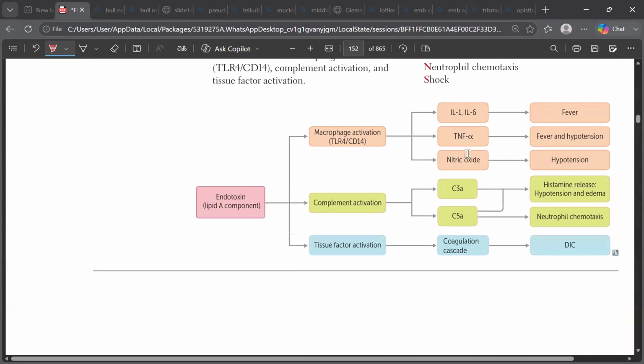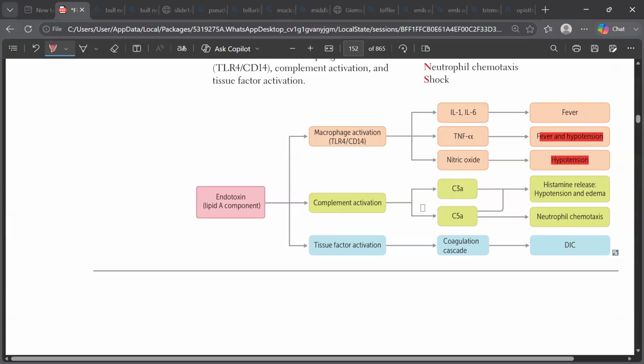So, this is a very pretty chart that explains that the lipid A component of endotoxin causes macrophage activation by binding to TLR4 and CD14, that causes release of IL-1 and 6, the feverish interleukins, TNF alpha that causes fever and hypotension, and nitric oxide that causes hypotension.